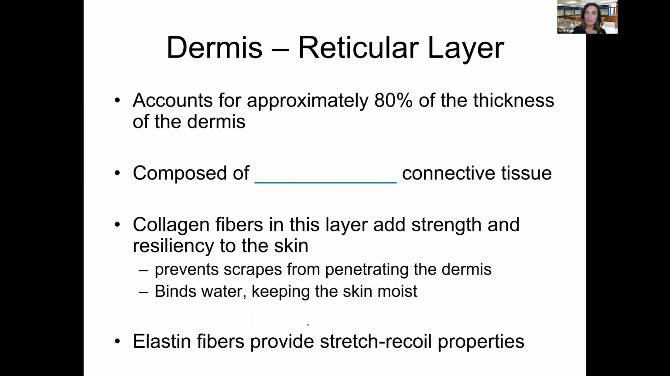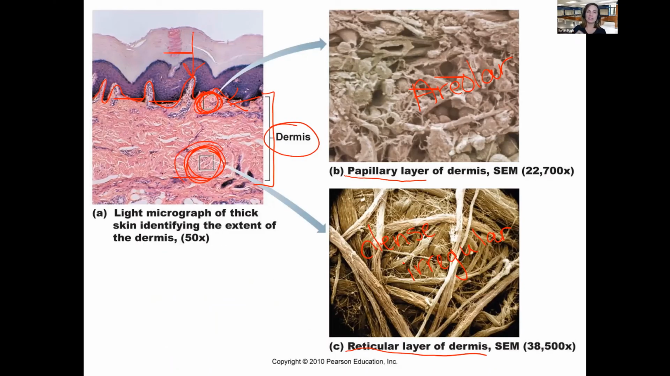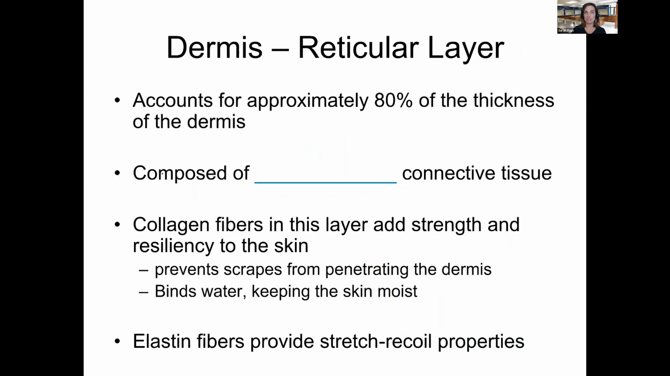Just under the papillary layer is that much thicker reticular layer. So I'll go back to this picture. This layer in here, right, that's our reticular layer. That's made of that dense irregular connective tissue. It makes up about 80% of the thickness of your dermis.